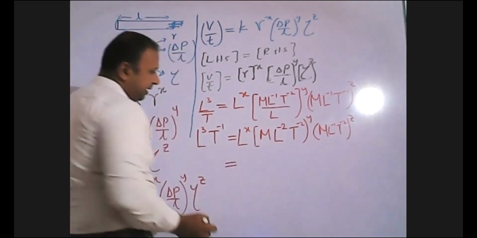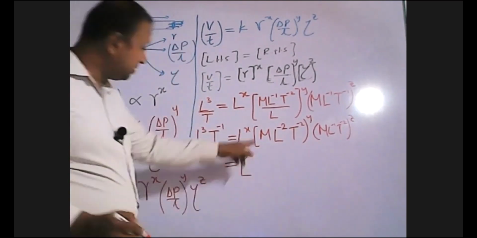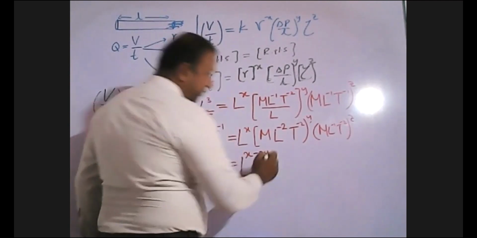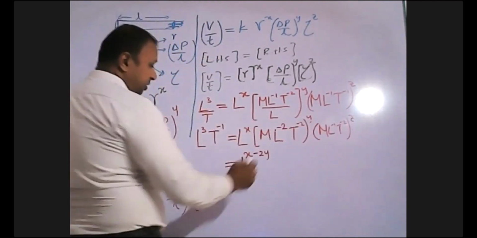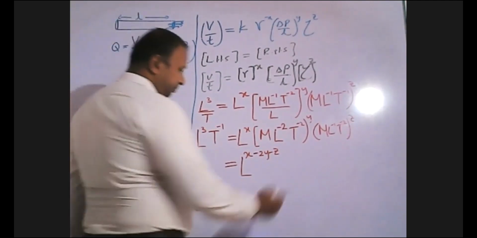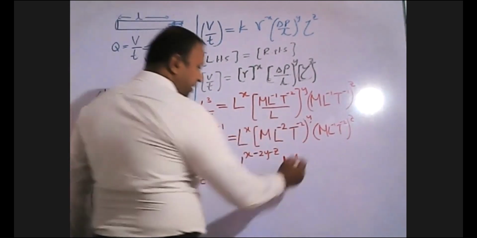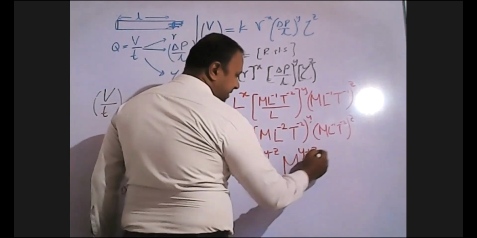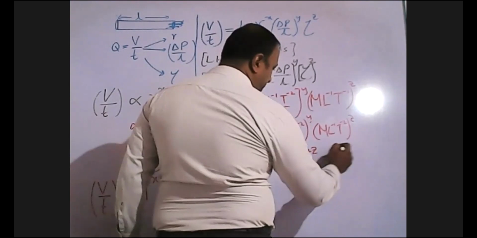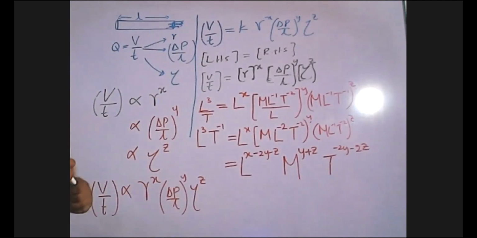Then I can simplify this one. L to the power X here, then minus 2 into Y, here minus 1 into Z. Minus 1 into Z means minus Z. Then M: M to the power Y here, M to the power Z here. So Y plus Z here. Then T: T to the power minus 2Y here, T to the power minus Z here.